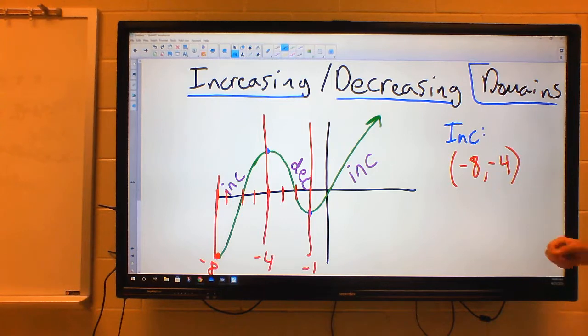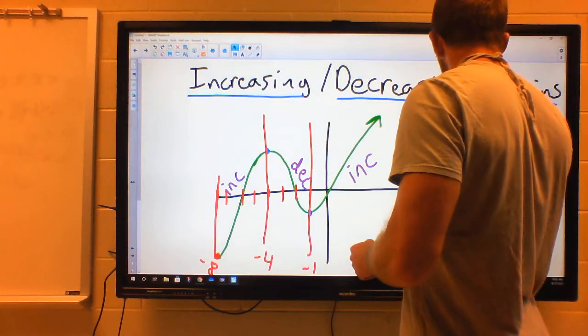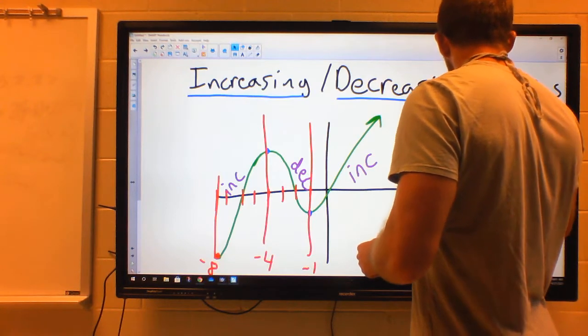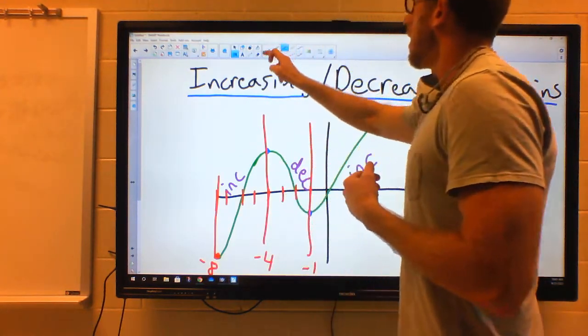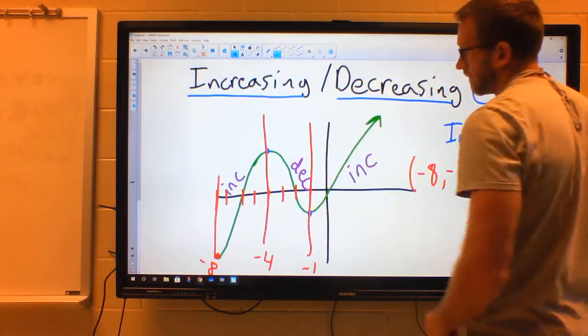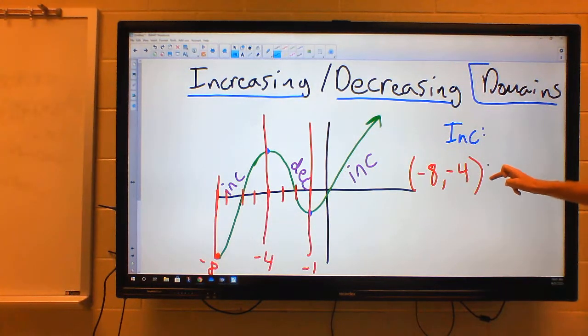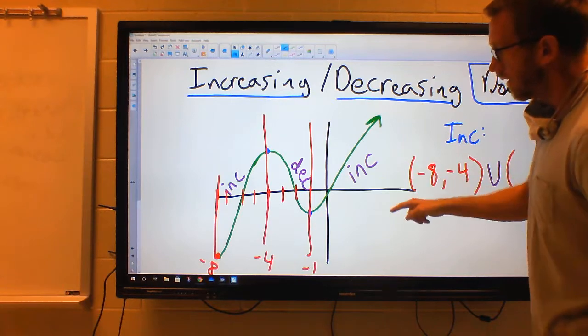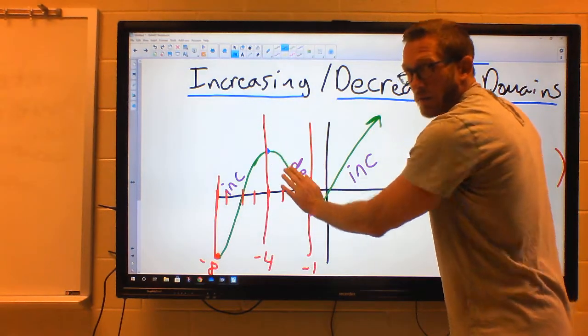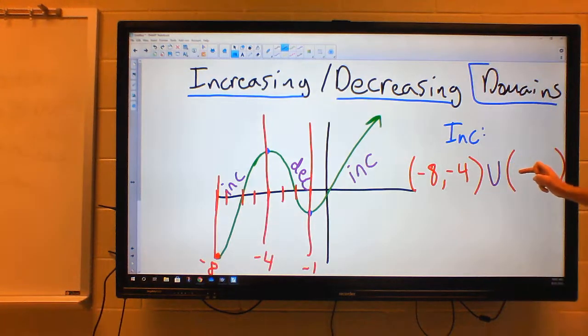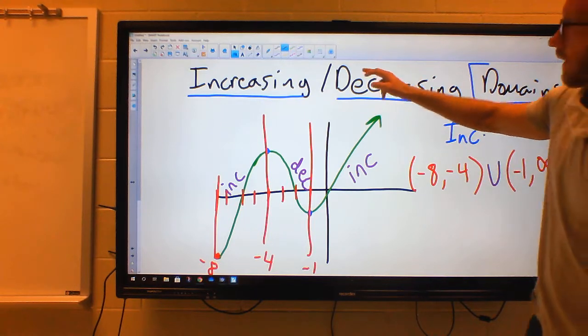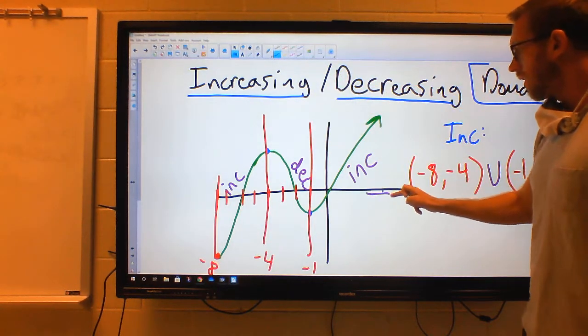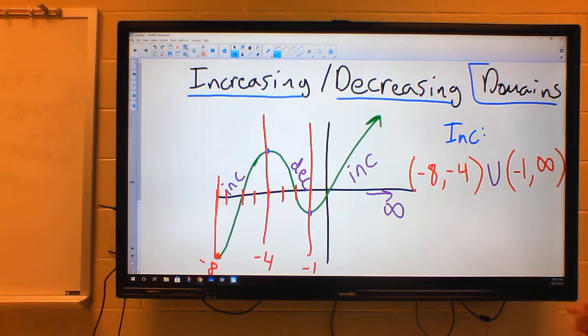So it's increasing from negative 8 to negative 4, and when we say from, we once again don't mean that it's increasing from that height to height. We're saying from left to right, okay? But we have to have a union symbol because guess what? There's another increasing region, right? The other increasing region is over here. So I'm going to skip this region for now because I'm just looking at my other increasing region. It increases from negative 1 all the way over to infinity. And I don't mean up infinity, I mean over here, infinity, because we're talking about domains, okay? So this would be our increasing region.